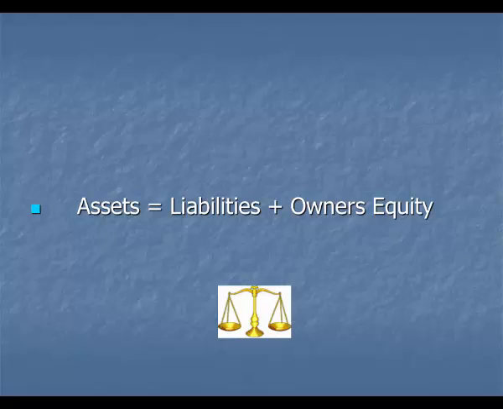To think of it on an even larger scale, in order for your whole books to be in balance, your accounting equation must be in balance. I like to think of this as a scale. Your assets must be on one side of the scale, and your liabilities plus owner's equity are on the other side. And this scale has got to be perfectly balanced.